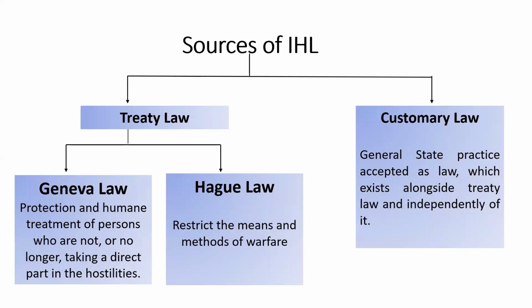Next, let us look at the sources of IHL. We can mainly identify two sources, that is treaty law and customary law. Treaty law is also of two types, Geneva law and Hague law. Geneva law is there to protect and provide humane treatment for persons who are not or no longer taking a direct part in hostilities, whereas Hague law is there to restrict the means and methods of warfare. Moving on to customary law, it is the general state practice accepted as law and it exists alongside treaty law and independently of it.